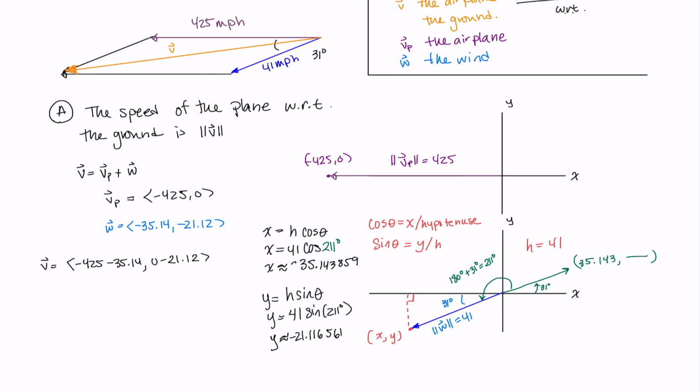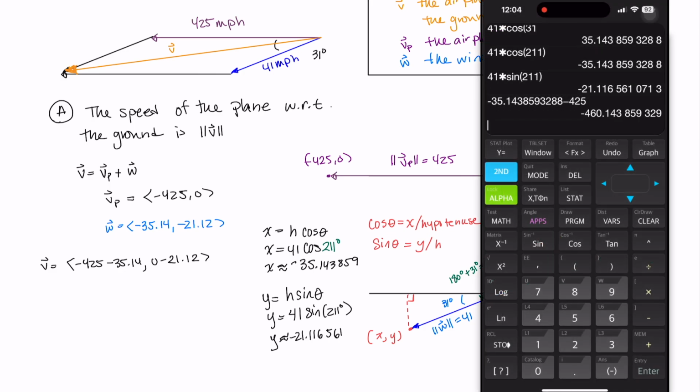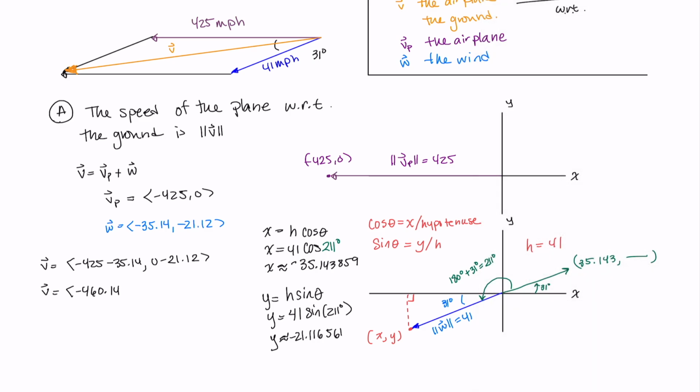Now on my calculator, what is that? Negative 35 and change minus 425, that is negative 460.143. I'll just put 0.14. But again, I won't use the rounded values in my calculations. And this is negative 21.12. So now to find the speed relative to the ground, all I need to do is find the magnitude of V. And that's equal to the square root of negative 460.14 squared plus negative 21.12 squared.